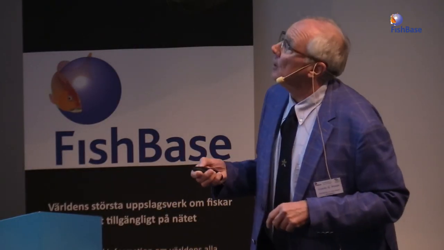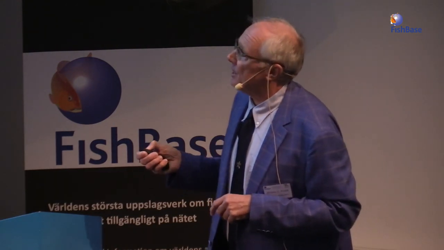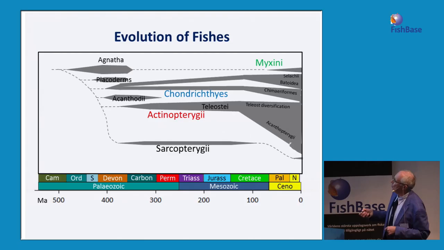Well, let's just review the evolutionary history. This is a classic diagram of geological time from the Paleozoic, Mesozoic to Cenozoic, and we have the origin of fishes somewhere around 500 million years ago, and an immediate diversification during the Devonian, the so-called Age of Fishes. And then we have the four main classes: Myxini, Chondrichthyes, the ray-finned bony fishes, and the coelacanths surviving through to the present time.